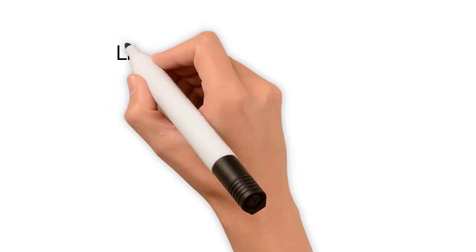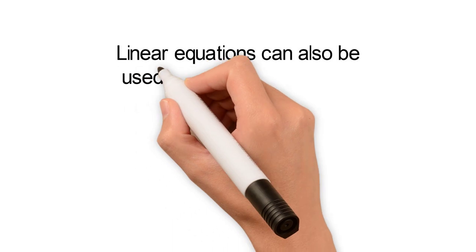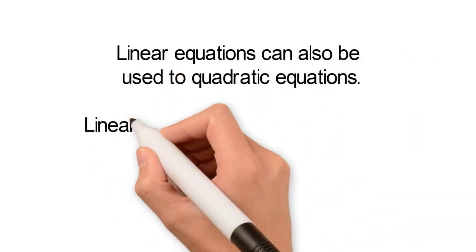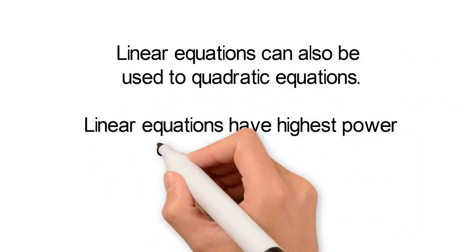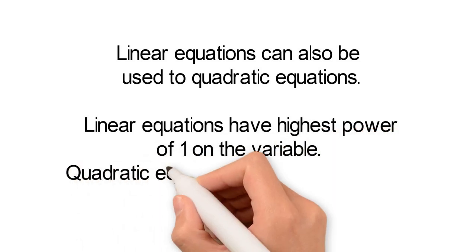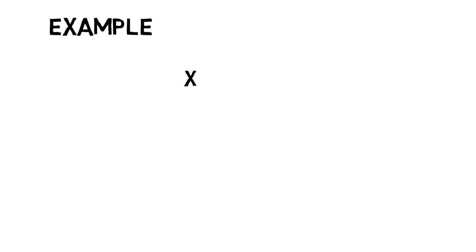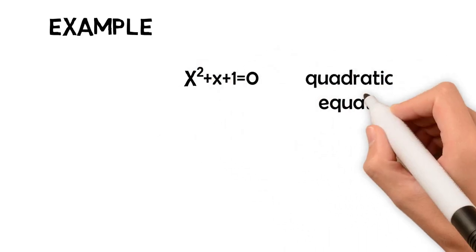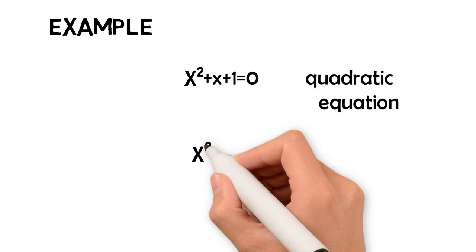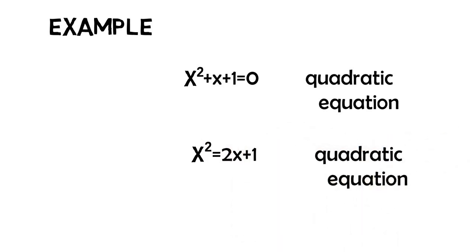Linear equations can also be used to solve quadratic equations. Linear equations have the highest power of 1 on the variable. Quadratic equations have the highest power of 2 on the variable. For example, x squared plus x plus 1 is a quadratic expression. So is x squared equals 2x plus 1.